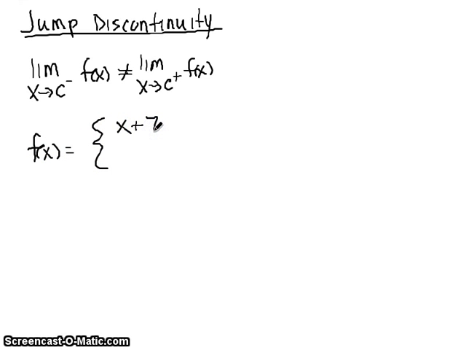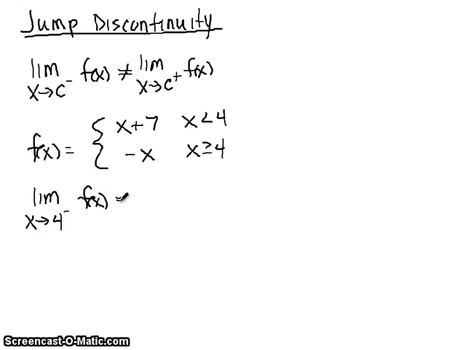x plus 7 if x is, say, less than 4, and negative x if x is greater than or equal to 4. So if we take our limits, the limit as x approaches 4 from the left of f of x would be using the top piece of that piecewise function, so we're going to get 11. If we take the limit as x approaches 4 from the right of f of x, we're going to be using that bottom piece, and we're going to get -4.